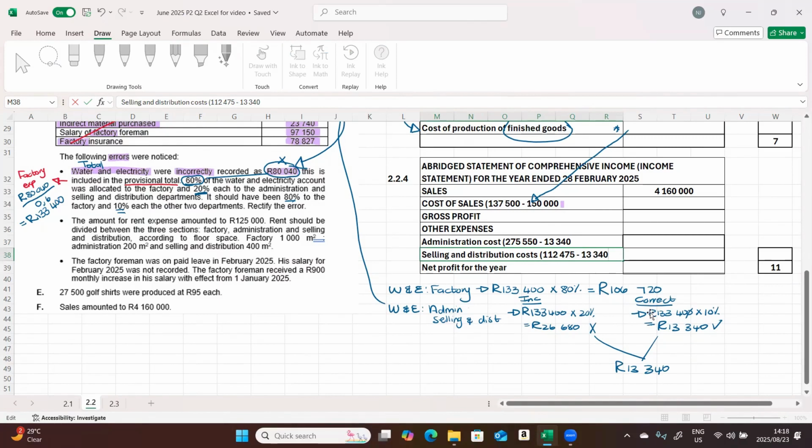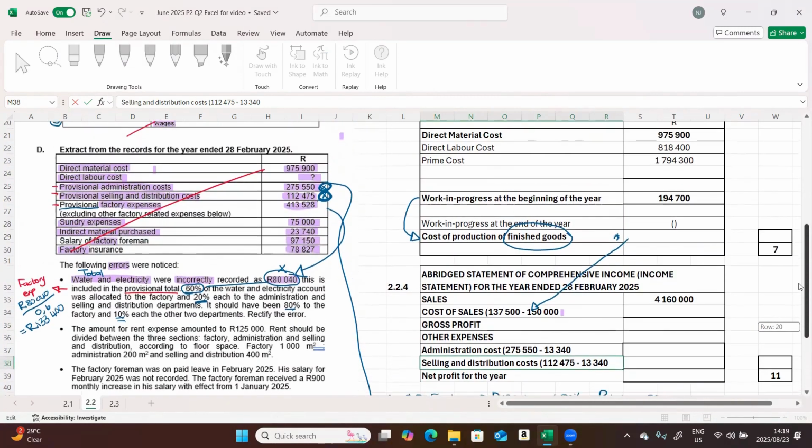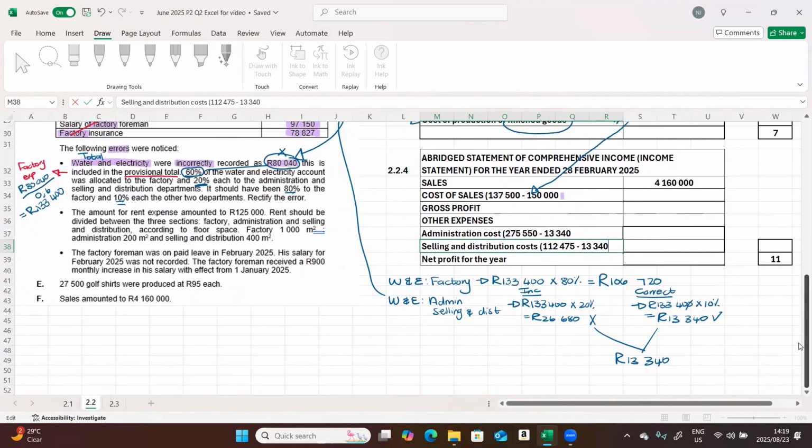All right. Now, that is how you should have tackled the wrong percentages over here. I hope you guys understand. As I said, this was the most difficult calculation in the paper, in the specific question. So this is how you go about getting your adjustment amount, okay? The reason why we subtract is because the percentage was too high that they already included in these two provisional costs. So we have to reduce these provisional totals with 13,340 Rand. Okay, so that is how we do that one. Then we move on to the next error.